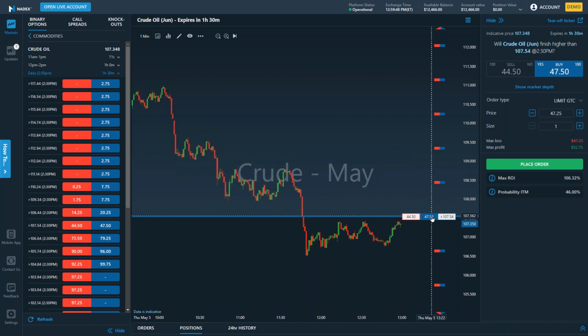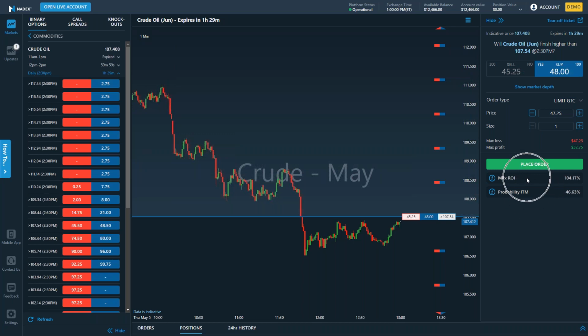I know the probability. If I'm buying it, I think it's going to go higher. I'm looking for a rally in crude in the next hour and 30 minutes. I know how much I could potentially make, how much I could potentially lose, what my probability of success is if I'm buying it, and what my maximum return on investment would be if I bought it and let it go to 100. Remember, you don't have to wait for it to go to expiration.